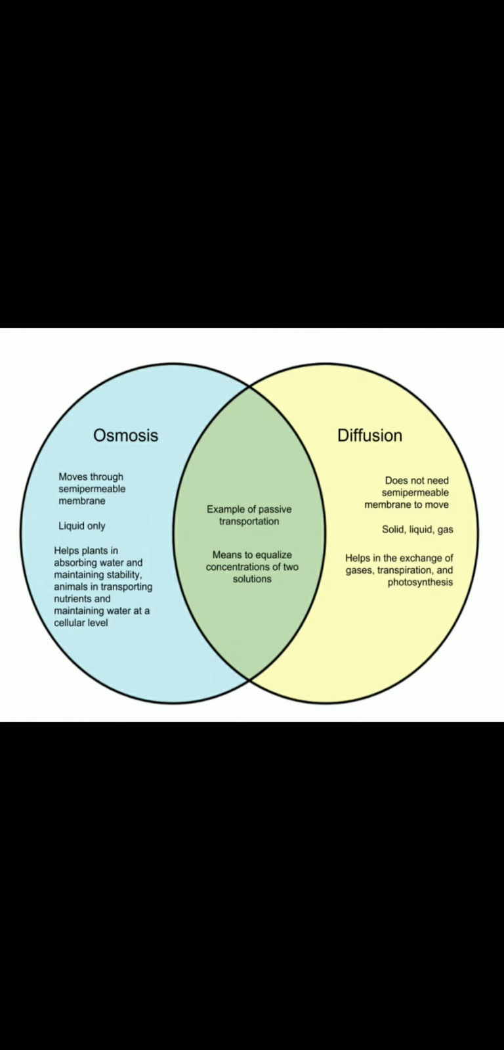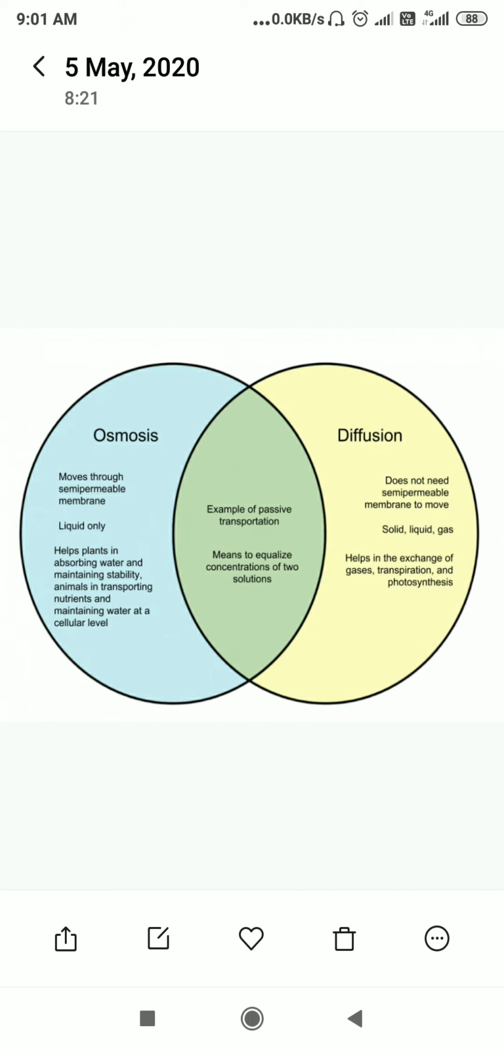So if two solutions are placed together, they always try to maintain an equilibrium state between the two solutions. These are the same for osmosis and diffusion, but what are the differences? Osmosis moves through a semi-permeable membrane, which means the presence of a semi-permeable membrane is a must for osmosis, but for diffusion such a requirement is not there. Diffusion does not need a semi-permeable membrane to move.